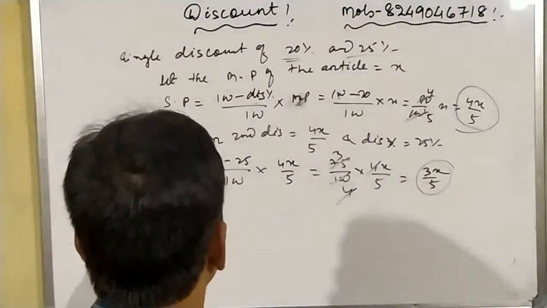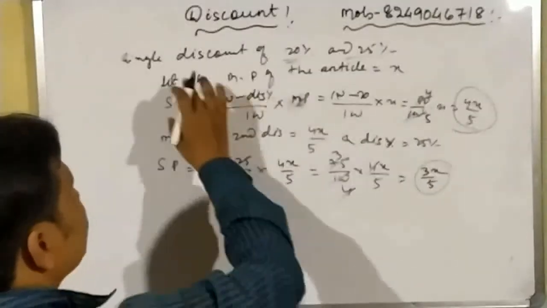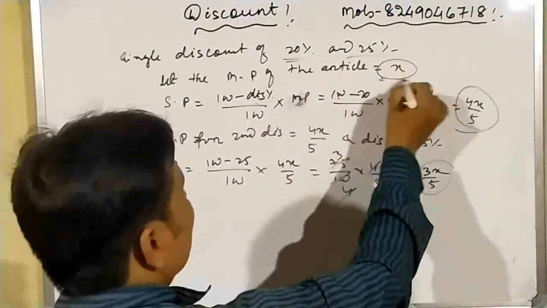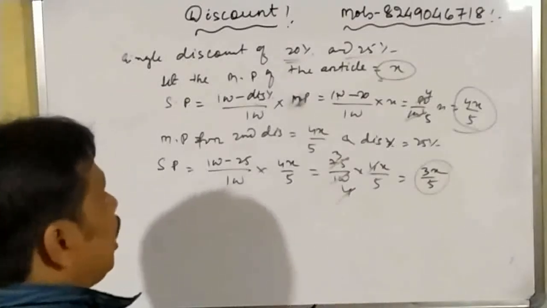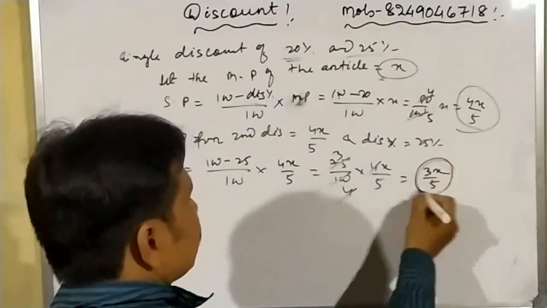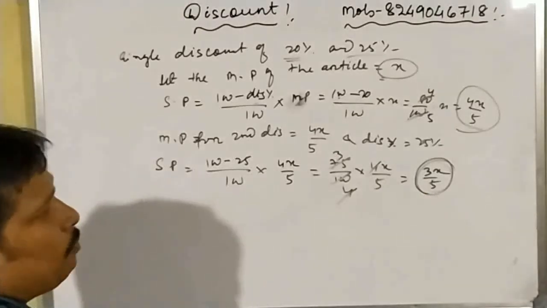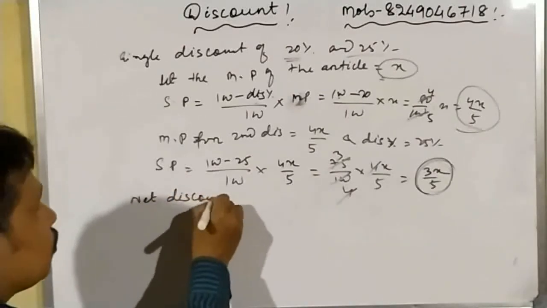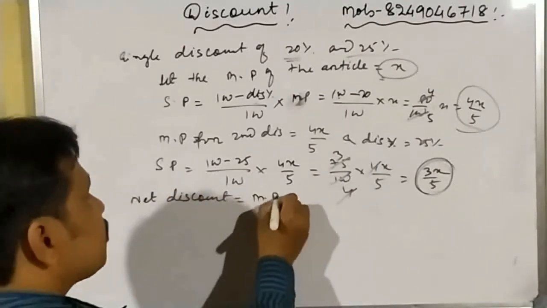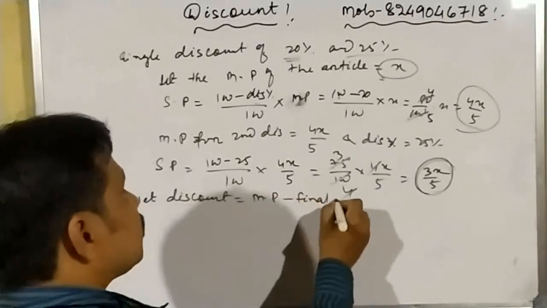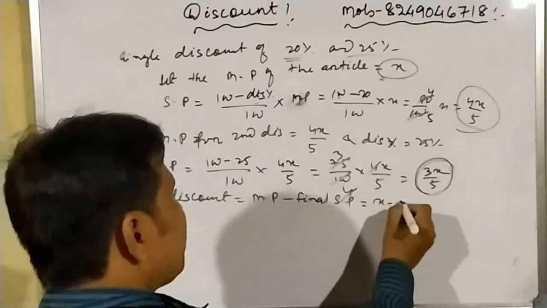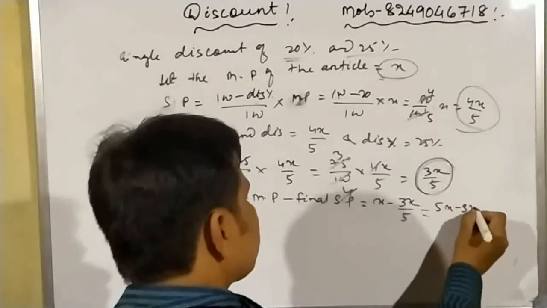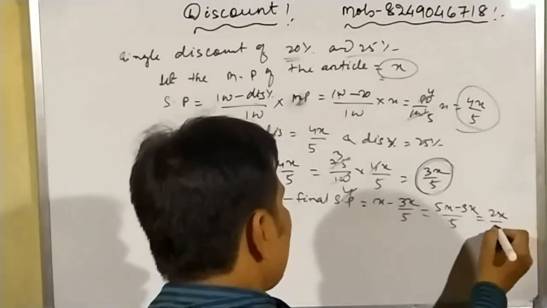Okay student. So now we have to convert the total discount into a single discount. We have taken the mark price of the article as x, and after allowing two discounts we have sold the article at 3x by 5 rupees. So what is the net discount? It is equal to mark price minus final selling price, which is x minus 3x by 5, which is (5x minus 3x) by 5. The result is 2x by 5.